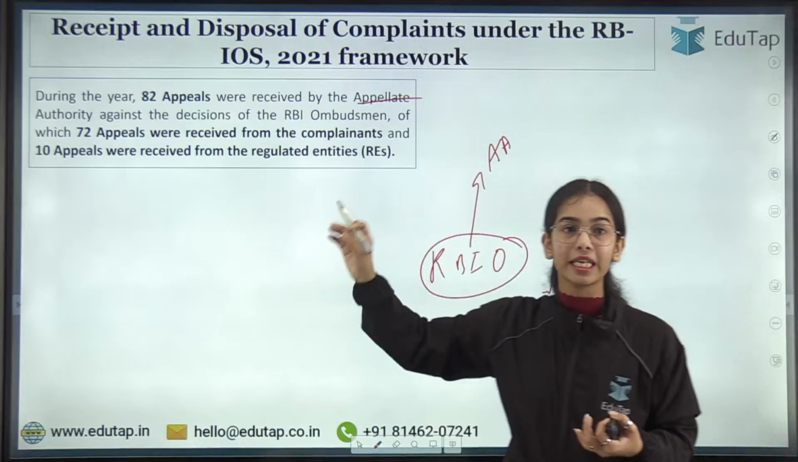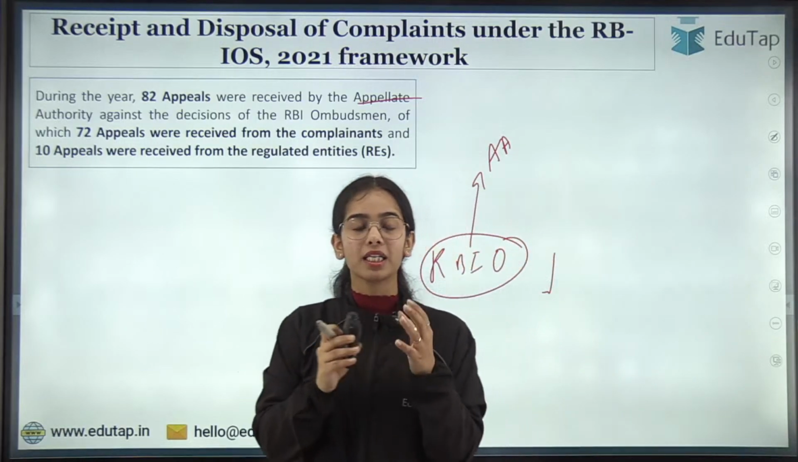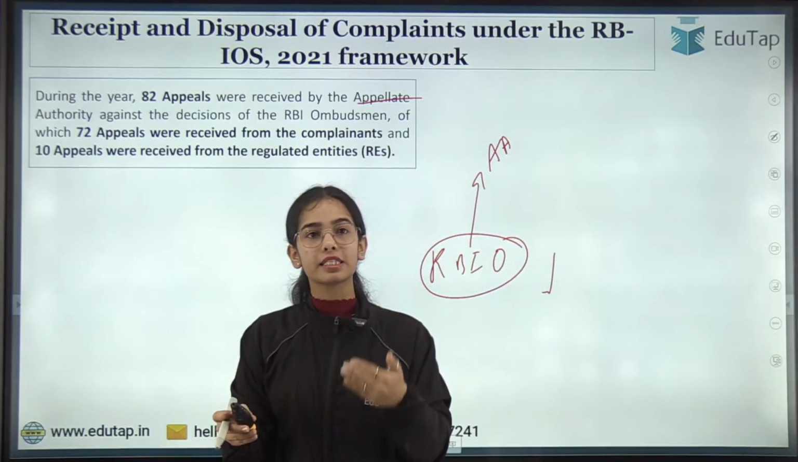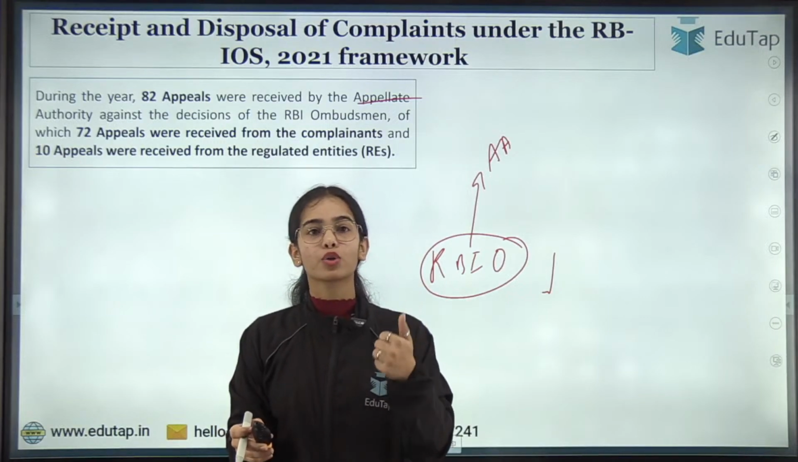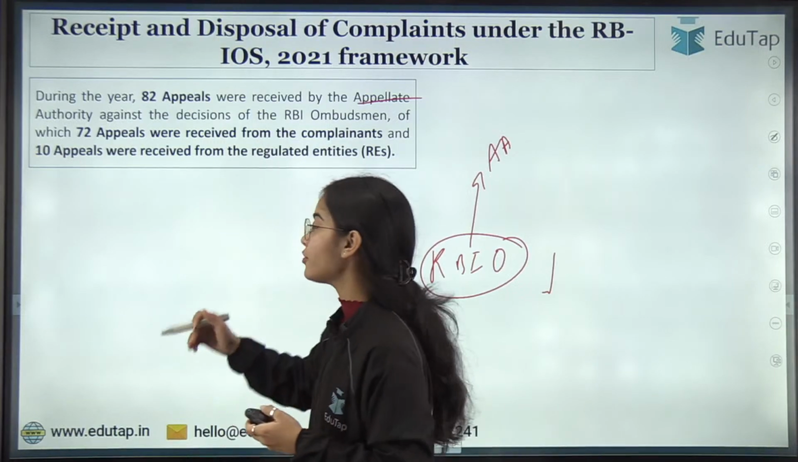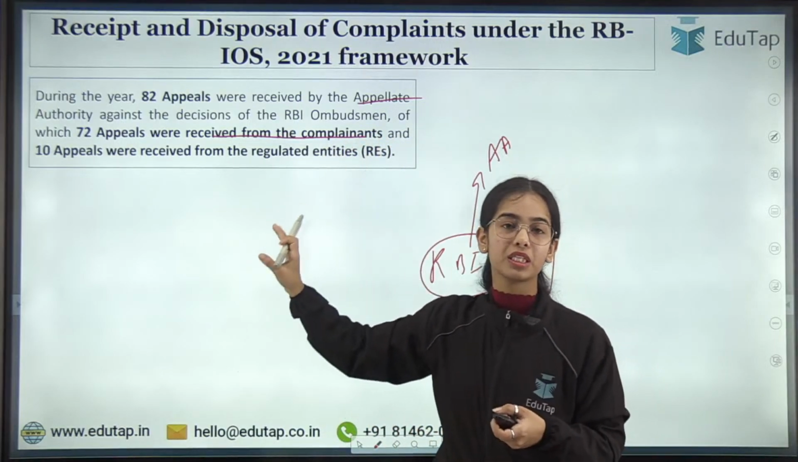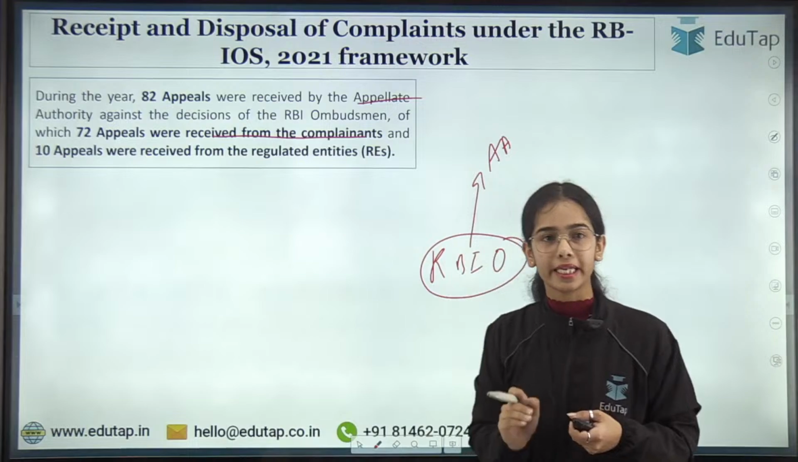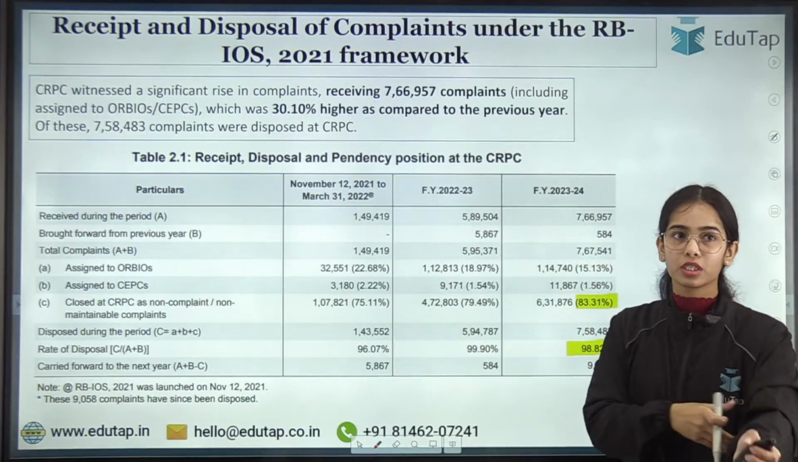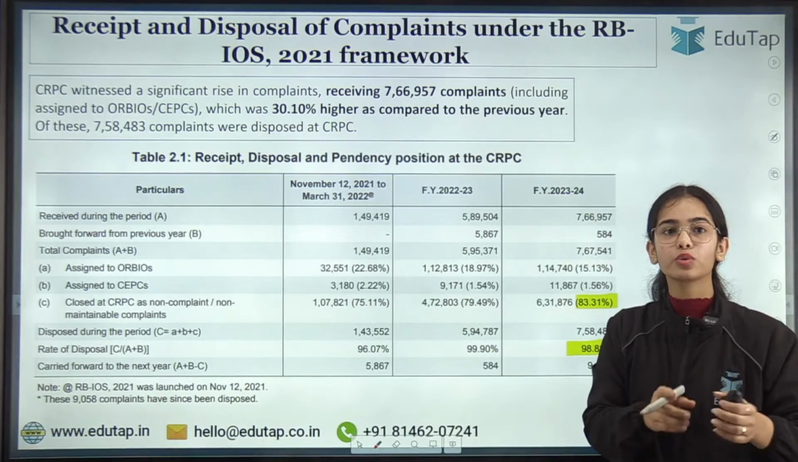So during the year, 82 appeals were received by the Appellate Authority against the decision of the RBI Ombudsman, out of which 72 appeals were received from the complainants, from the customers, while 10 appeals were received from the regulated entity. Okay, going further, now coming to the CRPC.